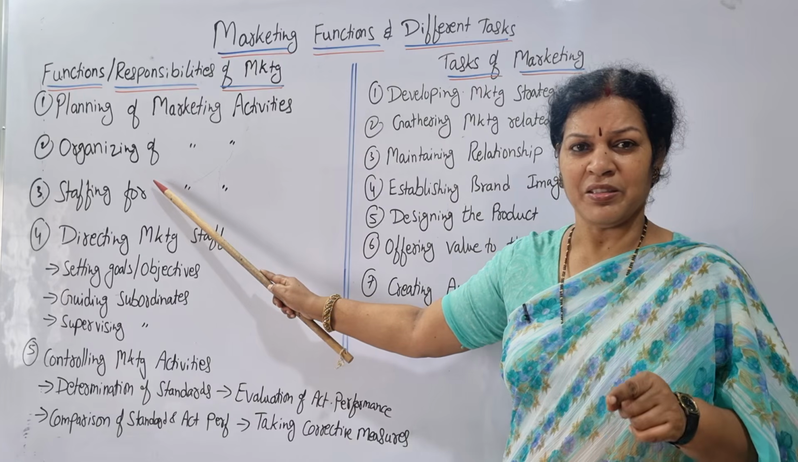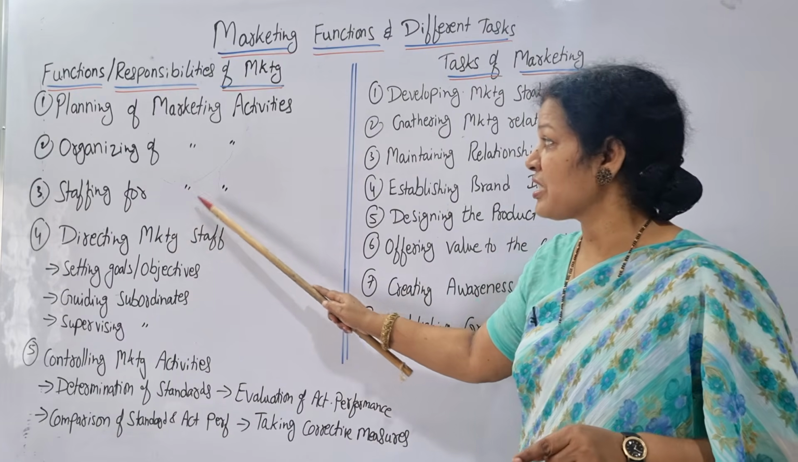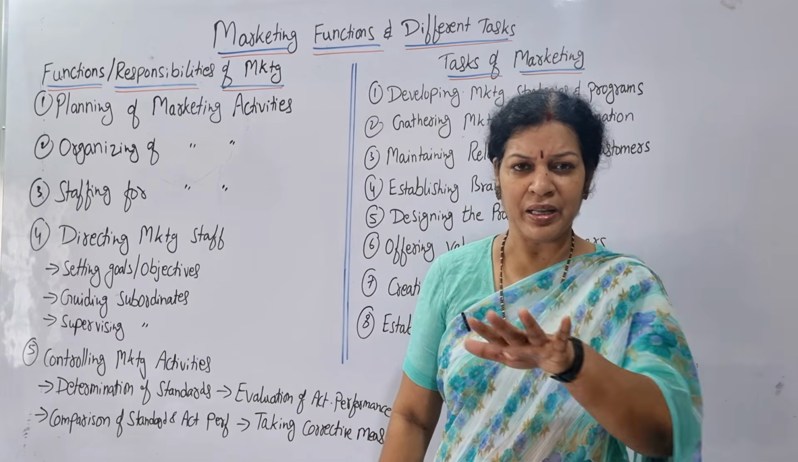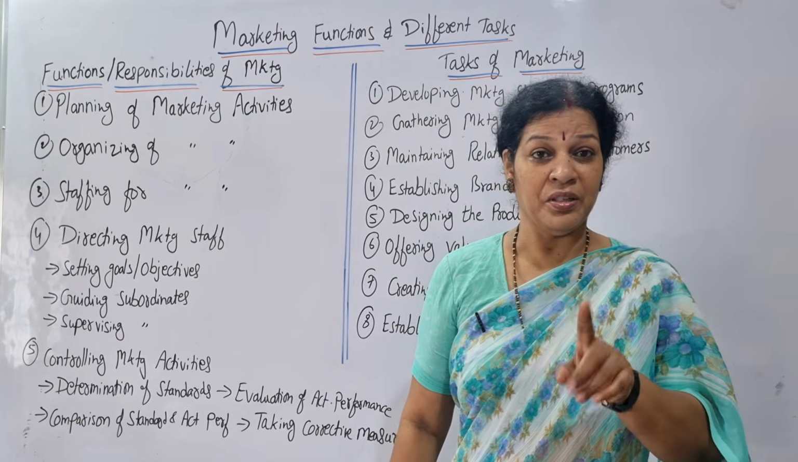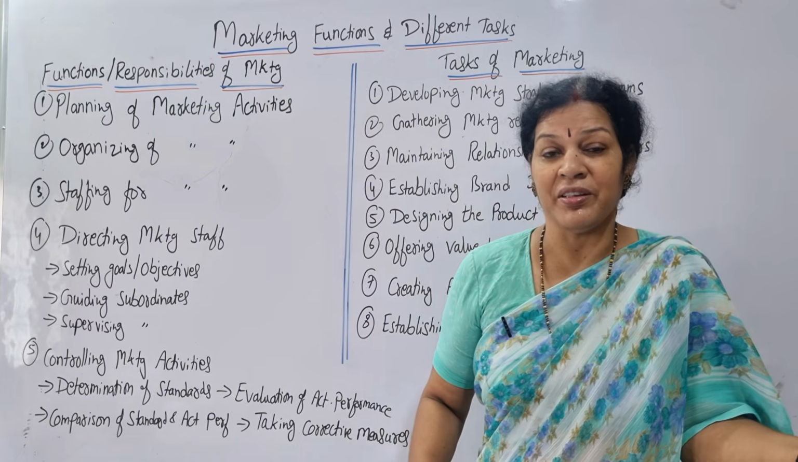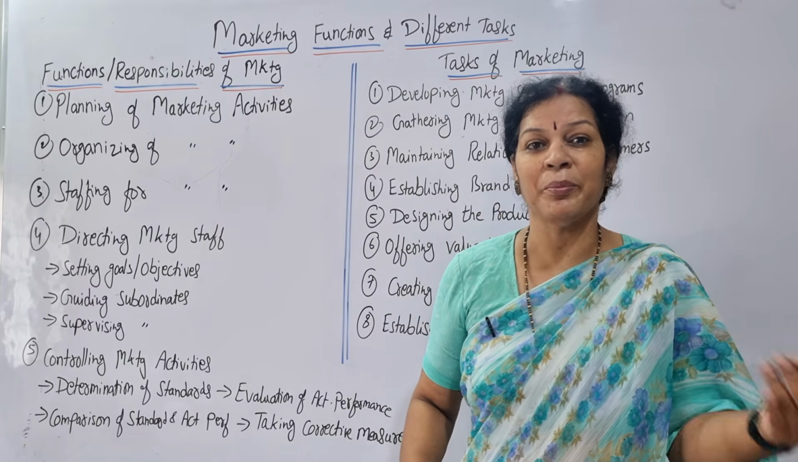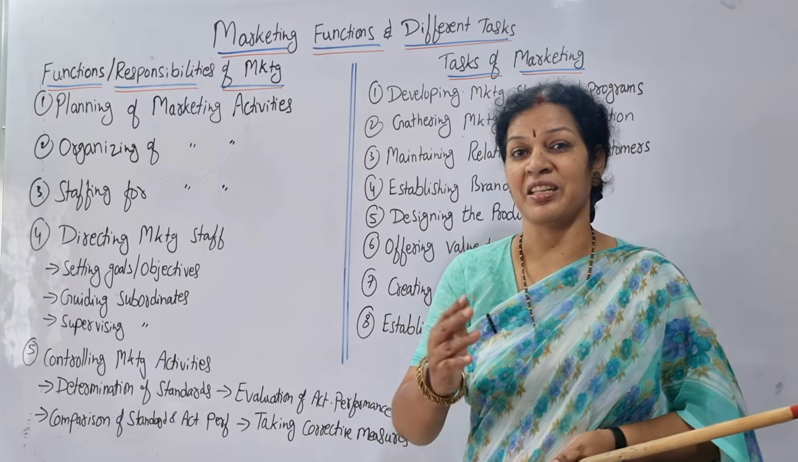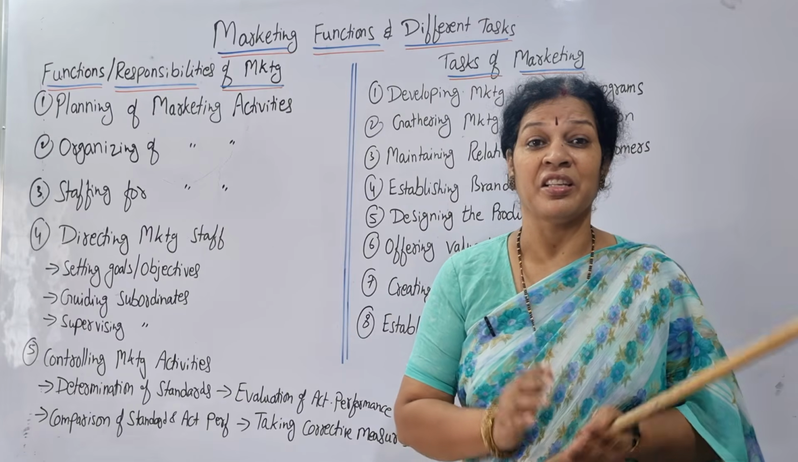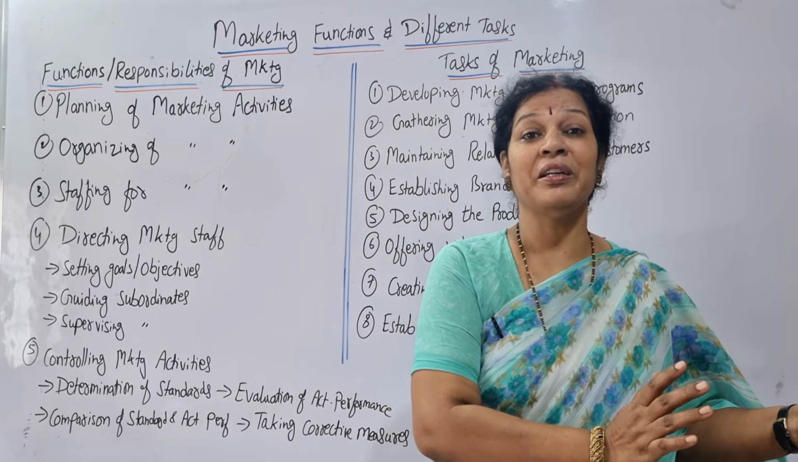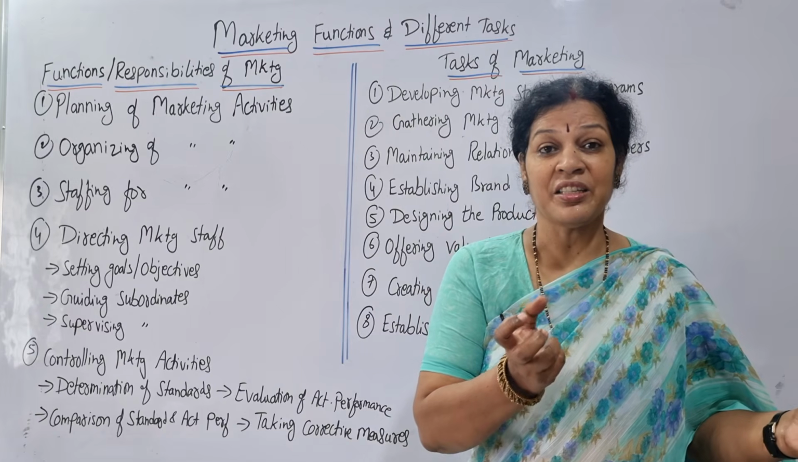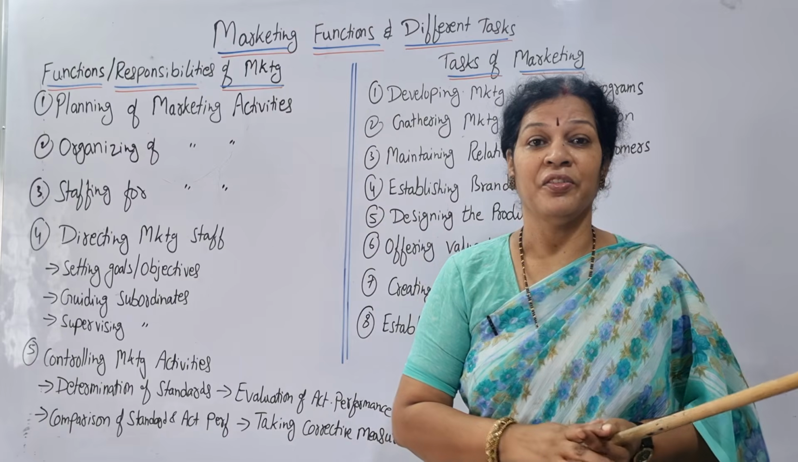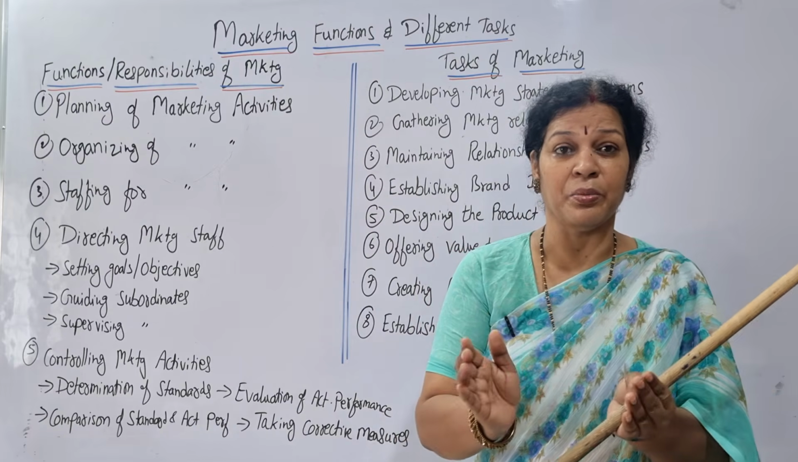Once organizing is over, next, third thing comes: staffing for marketing activities. Very important aspect this is. For marketing activities, you need proper staffing, means proper employees who have a good idea about marketing. Nowadays, it's not so easy to appoint marketing staff. They have their own strategies. A separate recruitment department is there for marketing. They select the proper candidates, give the training, and then put them in the field of marketing. So staffing is a very important aspect.